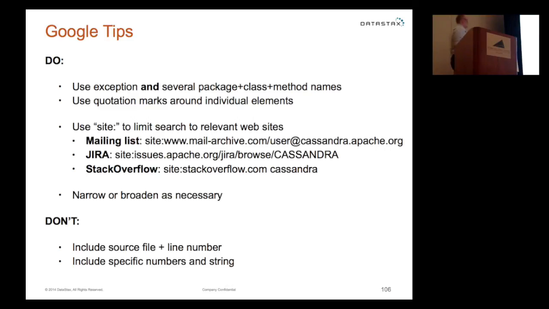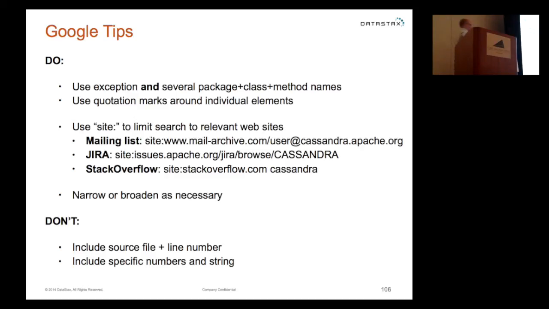Just want to give a few tips for Googling exceptions, some do's and don'ts. First, you need to use the exception and several of the package plus class plus method names in your search because it's critical to get that context. Use quotation marks around the individual elements so that Google treats them as a whole. This is especially important with an error message which might be broken up into multiple words, and you want that error message to be found verbatim.